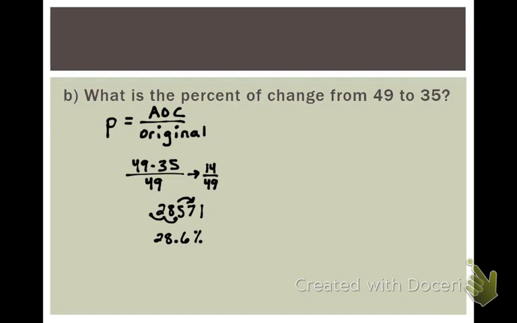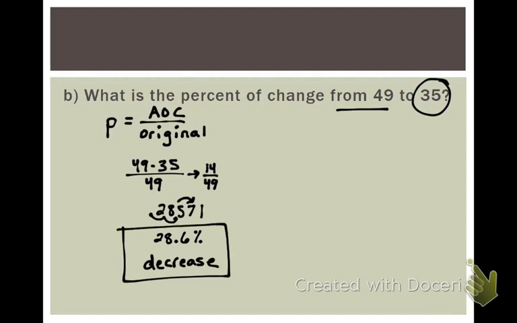28.6%. Now remember, it's two-part. It asks me whether it's an increase or a decrease. If I know I am going from 49 to 35, did I increase or decrease? What is it? Decrease. I decreased. So the percent of change is a 28.6% decrease. All right, just be careful. Make sure you remember it's a two-part thing. You want to tell me whether you increased or decreased.